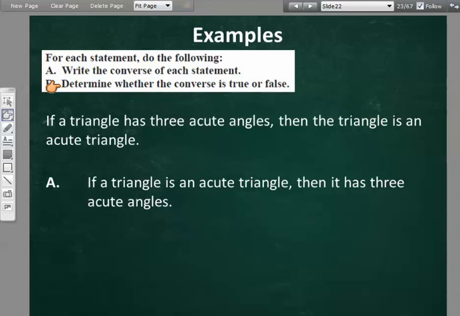Part B says, determine whether the converse is true or false. Well, if a triangle is an acute triangle, then it has 3 acute angles. That means none of the angles are obtuse and none of them are right. So it's going to be true. And that was part B.